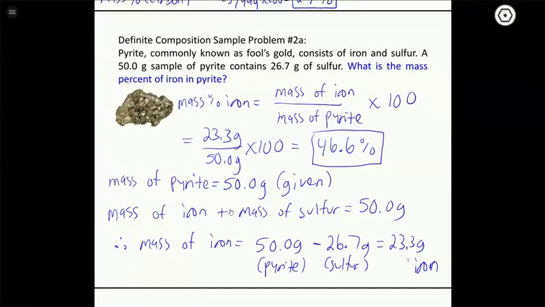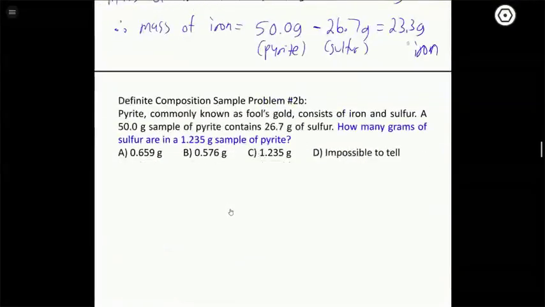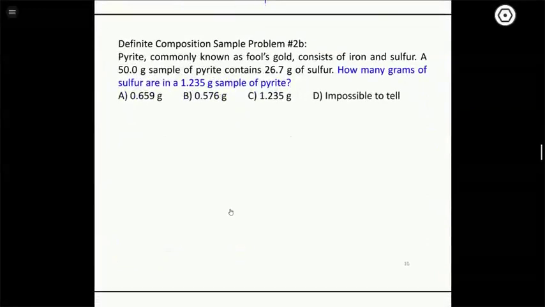All right, so questions on that one before I move on? Fairly straightforward application of the definition. Now let's see one other example problem of how we can use mass percent to do something a little bit more complicated.